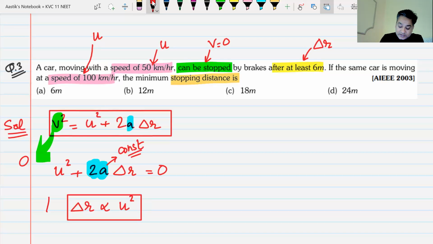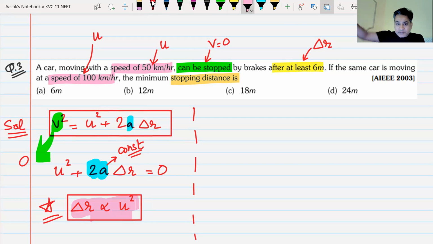And this is how you can create a shortcut for questions like this. Whenever you have a stopping question, that stopping question will have one velocity given and stopping distance given, and then they will give you the next velocity and ask you the stopping distance. So how do you solve it? You solve it by this concept. Have you understood this concept what I have created here?